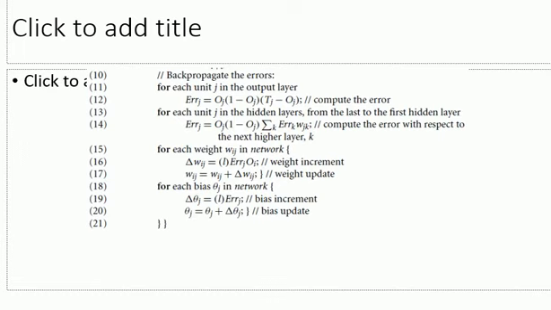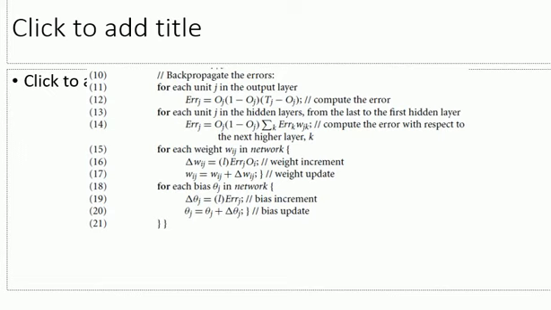So how do we backpropagate the errors? For that, we first compute the error at the output layer, where Errj is computed as Oj into 1 minus Oj into (Tj minus Oj). That is, we compute the difference between the target and the obtained values of output and multiply these together to get the error at the output layer.